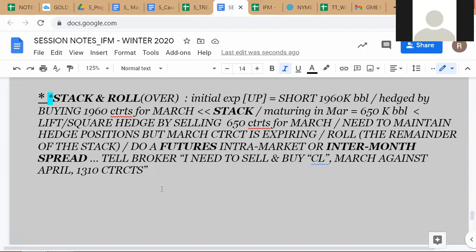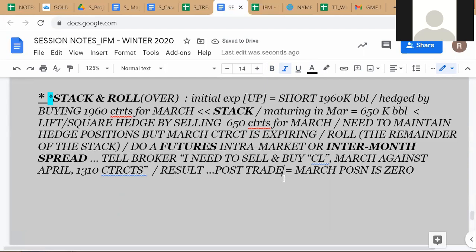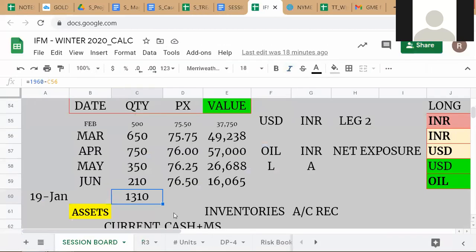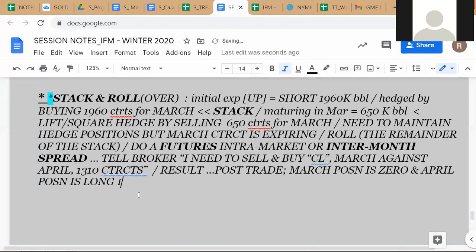And in this case, what is the result? Post trade, after the broker does your trade, the March position is 0, and the April position is long 1310 contracts. We'll explain how this happened.